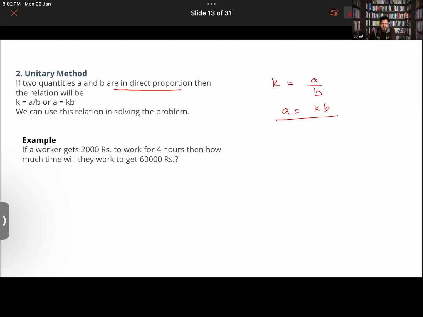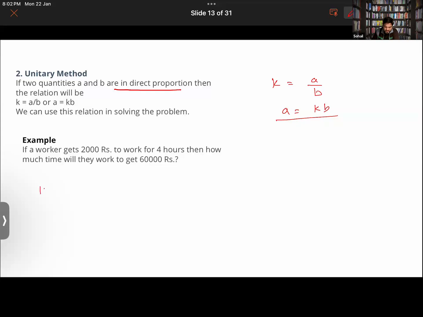That is also true. Now, for example, a question says that a worker gets 2,000 rupees to work for 4 hours. एक worker को कितना रुपये मिलता है? 2,000 rupees to work for 4 hours. So how much time will they work to get 60,000 rupees? कितना काम करना पड़ेगा, right?